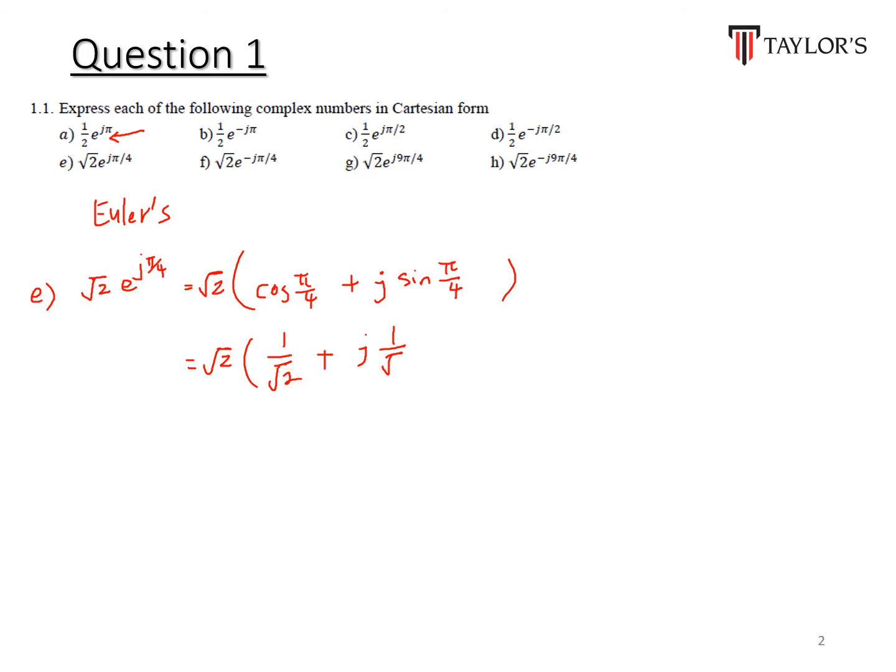Ignore this one. Sometimes it has bugs, so it has spikes over there. Now just substitute back the square root 2 into it, so you get 1 plus j. This is in the Cartesian form already, so the answer is 1 plus j in this case. You just need to use the same method, the Euler's method, to solve all the 8 sub-questions here.